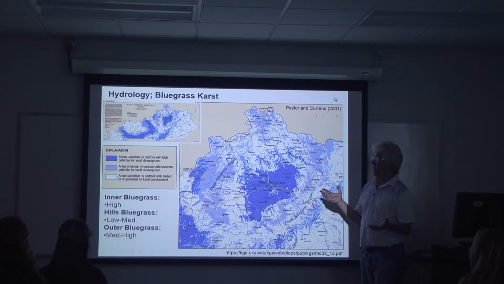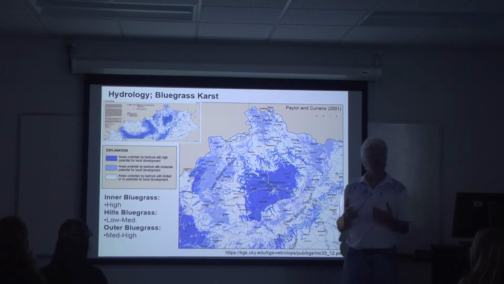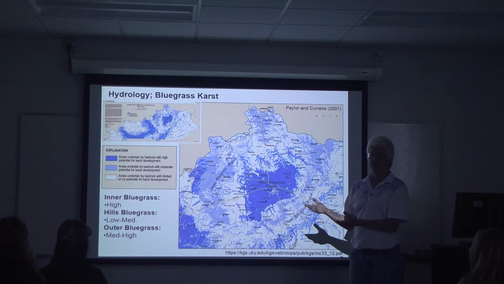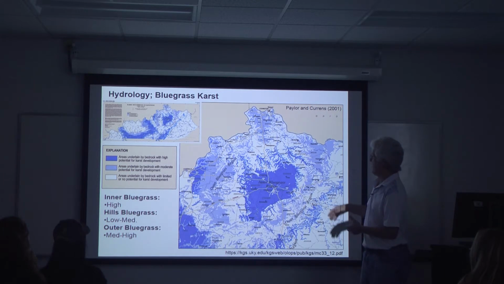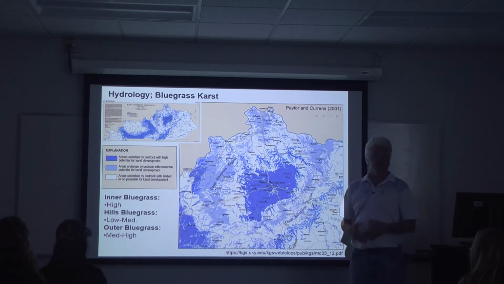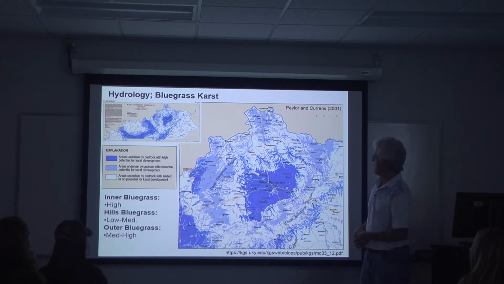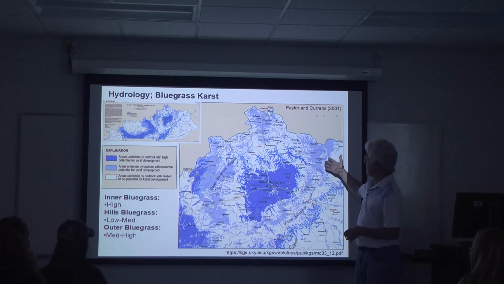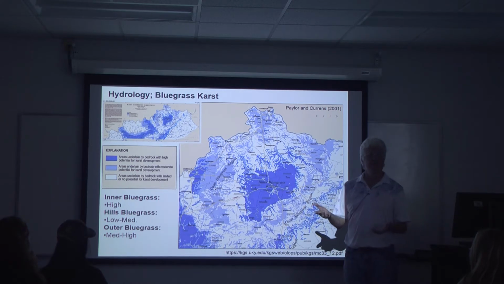This is a map where geologists have basically taken the rock units that they know are at the surface and made a susceptibility to karst. So it's basically a karst potential map. The areas that are in dark blue, those have a high potential for karst. There's lots of sinkholes and lots of sinking streams. Areas that are in white have almost no potential. Areas that are light blue, mix.